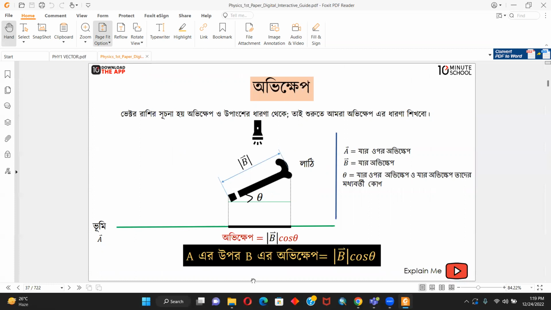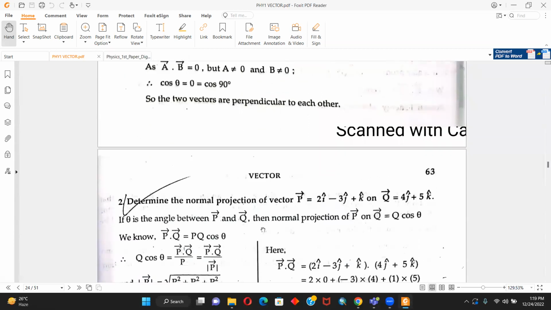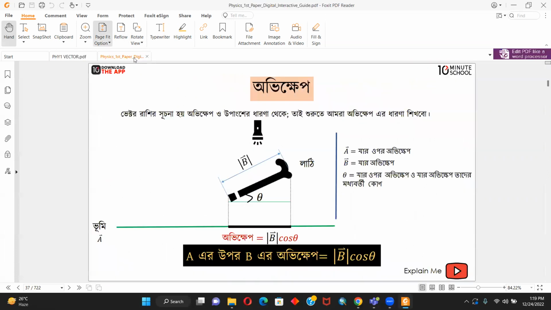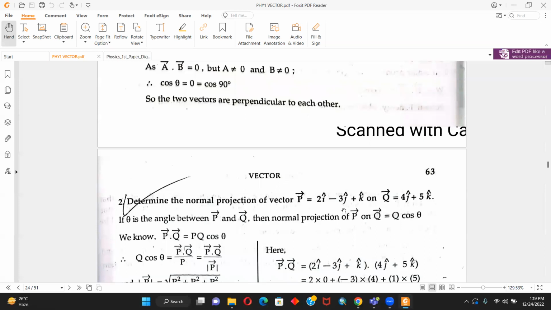So if the projection of B on A was B cosine theta, then our question was, why is the projection of P on Q Q cosine theta? It should have been P cosine theta. So the answer to this was the normal projection, right?